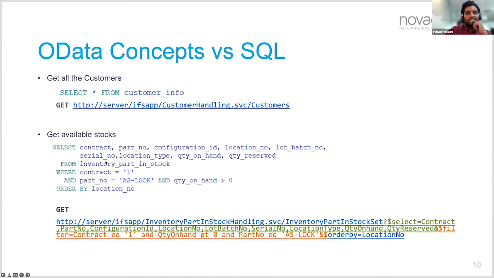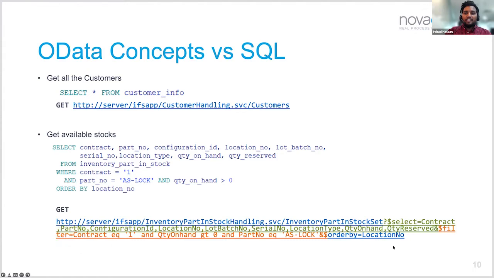This select query is actually not selecting all the records. It's filtering records based on certain criteria, like a filter based on the contract and the part number. And it also has an order by. We are not selecting all the attributes in this view, just a few attributes. So let's see how we can implement the same thing in IFS Cloud with OData.